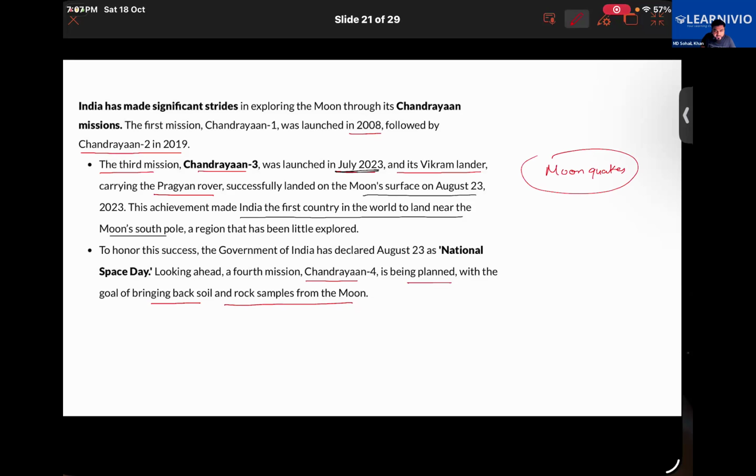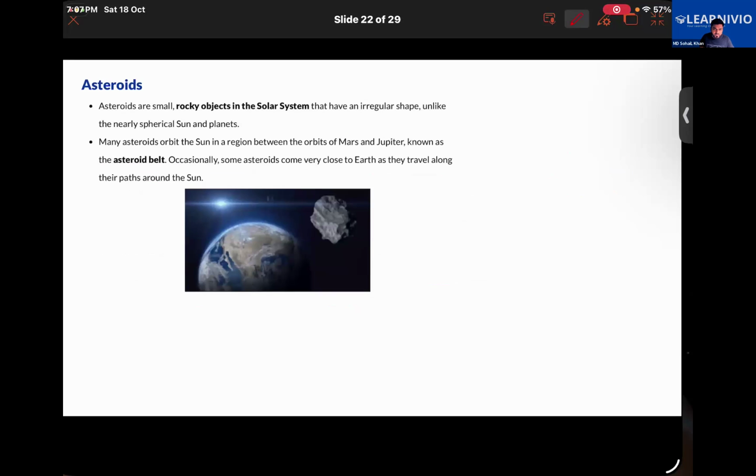Here we have earthquakes. On the moon, it is called moonquakes. Getting it? So the Chandrayaan 3 mission was to study the seismic activity like moonquakes, to study the composition. In the picture, this is a moon.